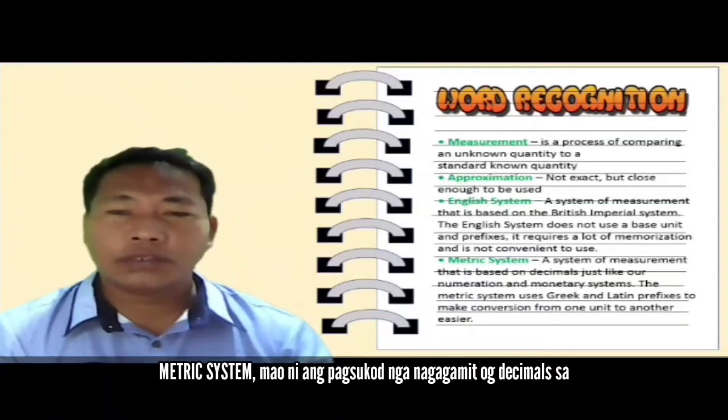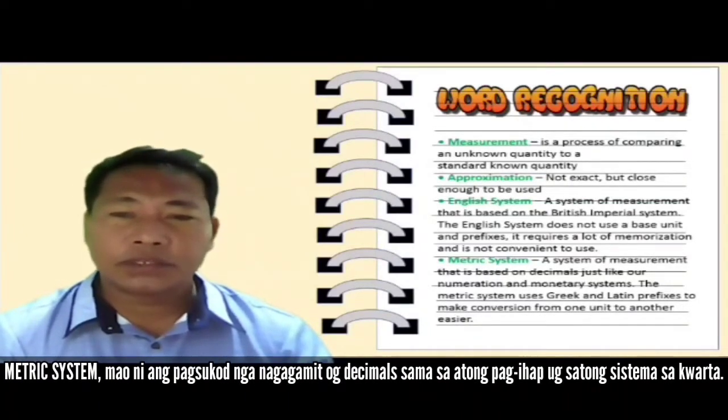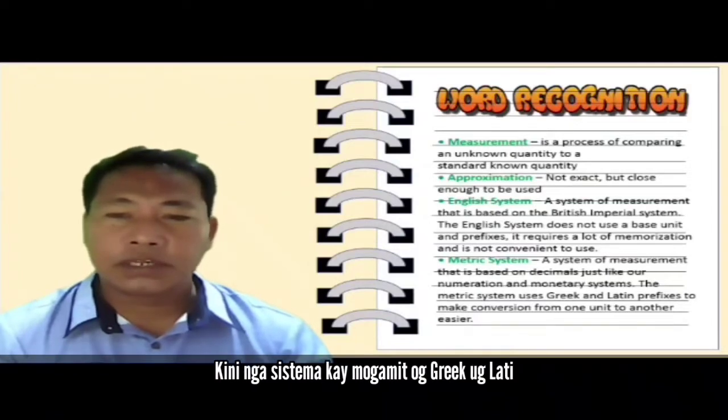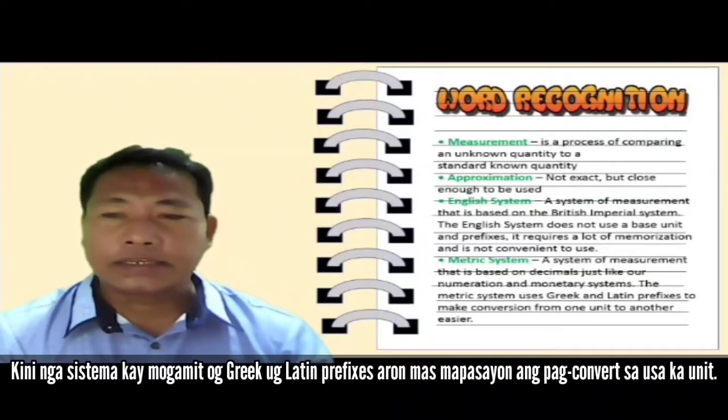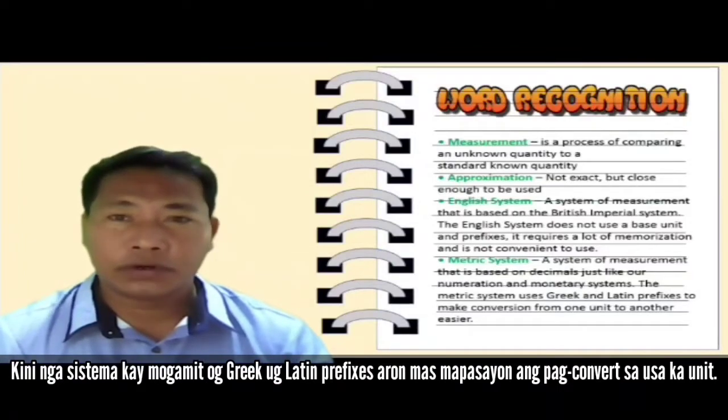We have another one, the metric system, a system of measurement that is based on decimals, just like our numeration and monetary systems. The metric system uses Greek and Latin prefixes to make conversion from one unit to another easy.